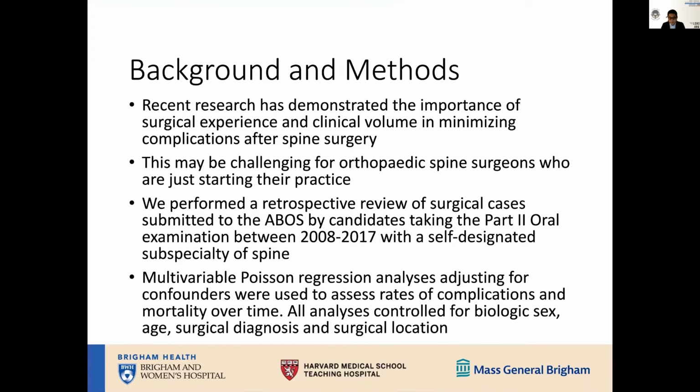So the background and methods of our project: recent research has demonstrated the importance of surgical experience and clinical volume in minimizing complications after spine surgery. This is challenging for orthopedic spine surgeons who are just starting their practice. So we performed a retrospective review of surgical cases submitted to the ABOS by candidates taking the Part 2 oral examination between 2008 and 2017, who had a self-designated subspecialty of spine.